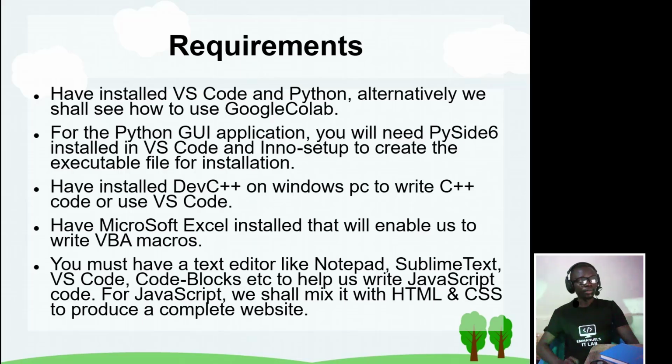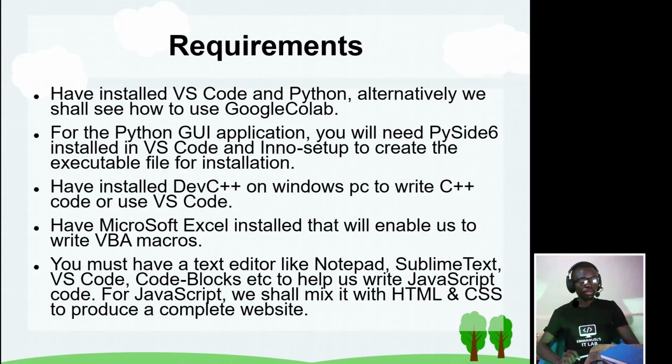Now, what are some of the requirements for you to kickstart this course? You should have at least Visual Studio Code installed on your PC, whether it is Windows, Linux or Mac. You should also have Python. Alternatively, we shall see how to use Google Colab. For a graphical user interface application, you should have PySide 6 installed. You should also have Dev C++. In case you don't have Visual Studio Code, Dev C++ helps us to run C++ and C programming languages.